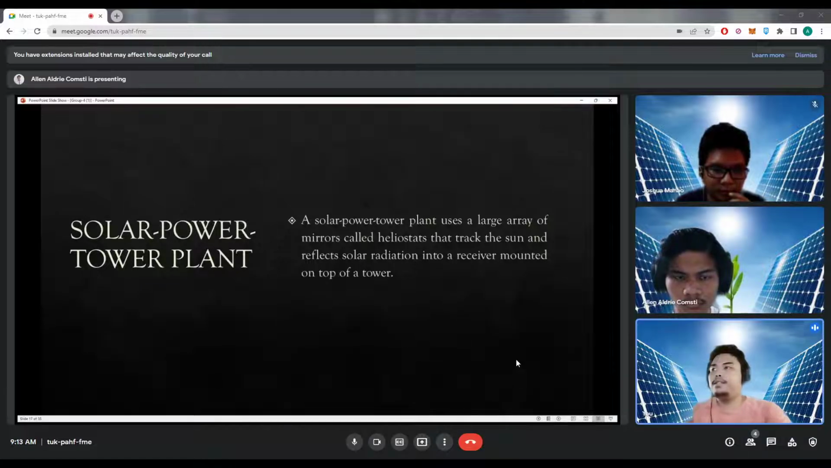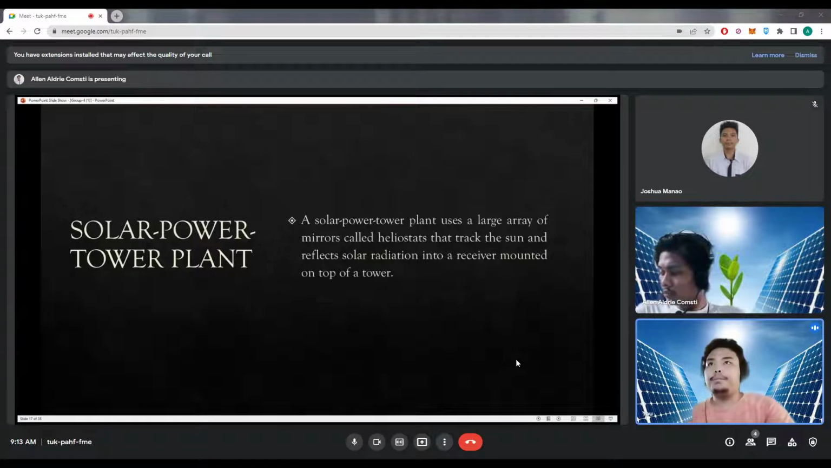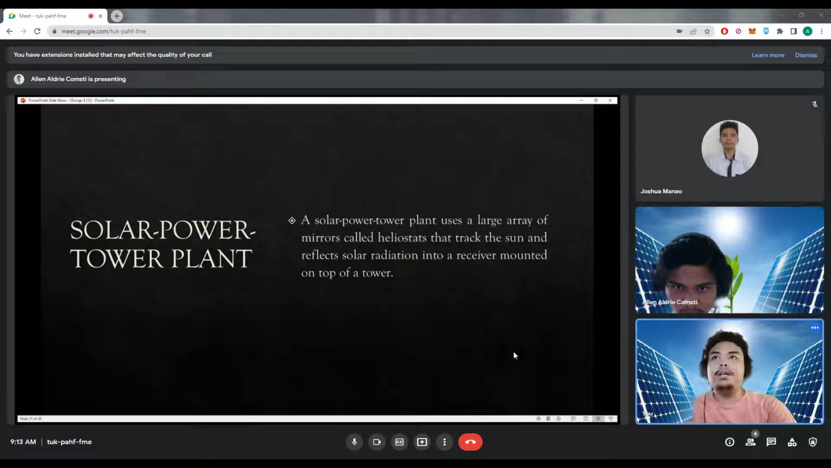Next is the solar power tower plant. A solar tower power plant uses a large array of mirrors called heliostats that track the sun and reflect solar radiation into a receiver mounted on top of a tower.